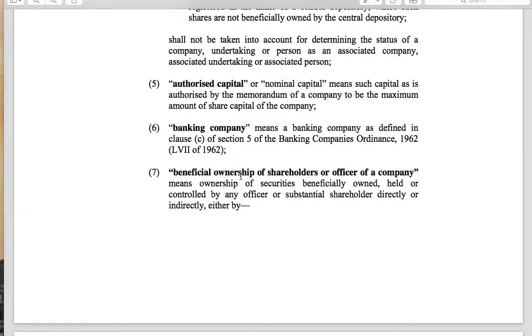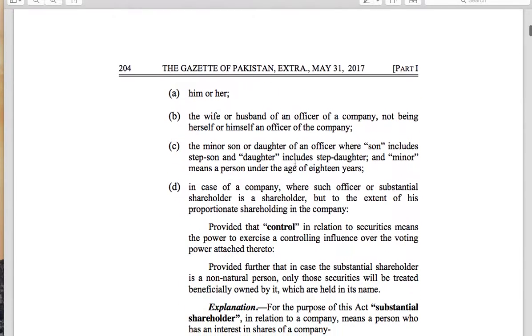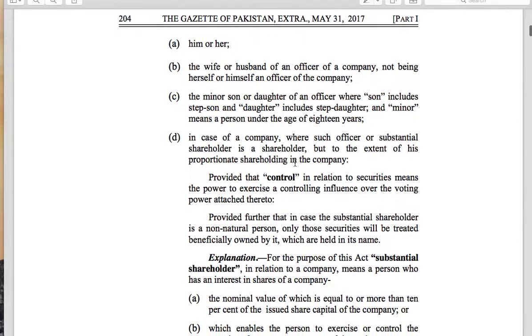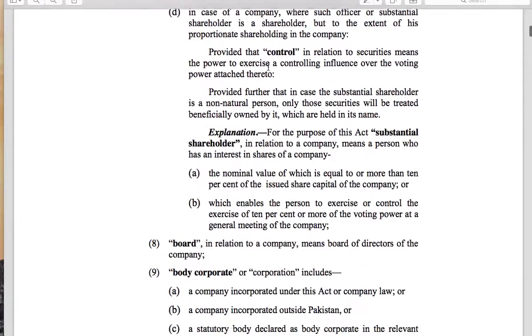Then beneficial owner of a shareholder or officer of a company. This is a new term, meaning that maybe the existing shareholders may be proxy shareholders, and they may not be the ultimate beneficial owners of this shareholding. This definition has been introduced to identify companies which launder money, or those that cater for terror financing. So these are a few changes from the previous law which are new, and they have defined who is a beneficial owner or shareholder.